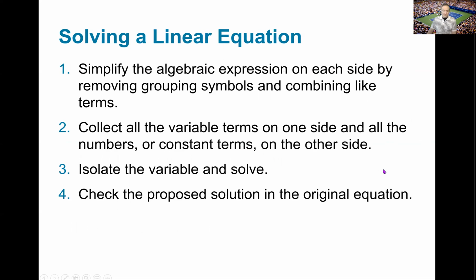Now, if we're trying to solve a linear equation, you can simplify the algebraic expression on each side by removing grouping symbols and combining the like terms. We'll collect all of the variable terms on one side, and any numbers on the other side. You can isolate the variable and solve at that point, and you can check your answer.